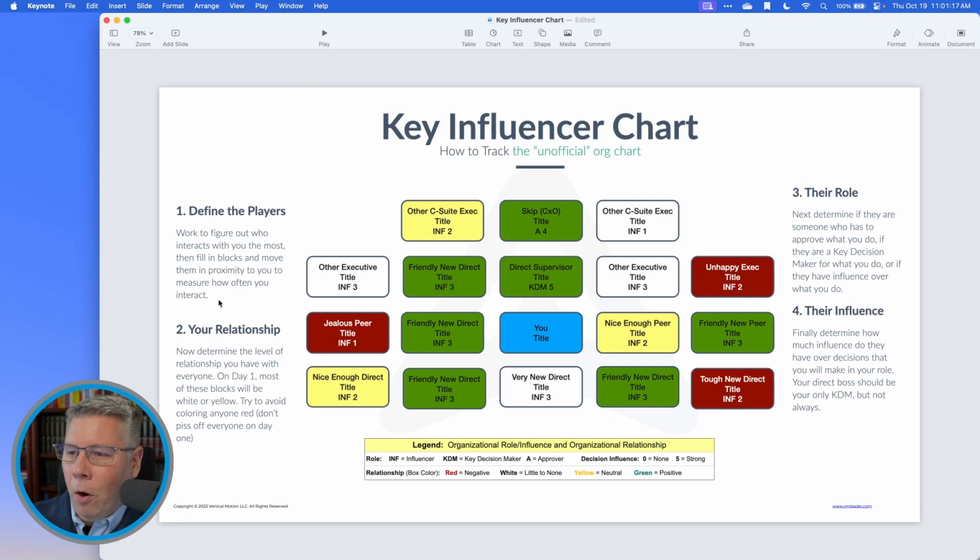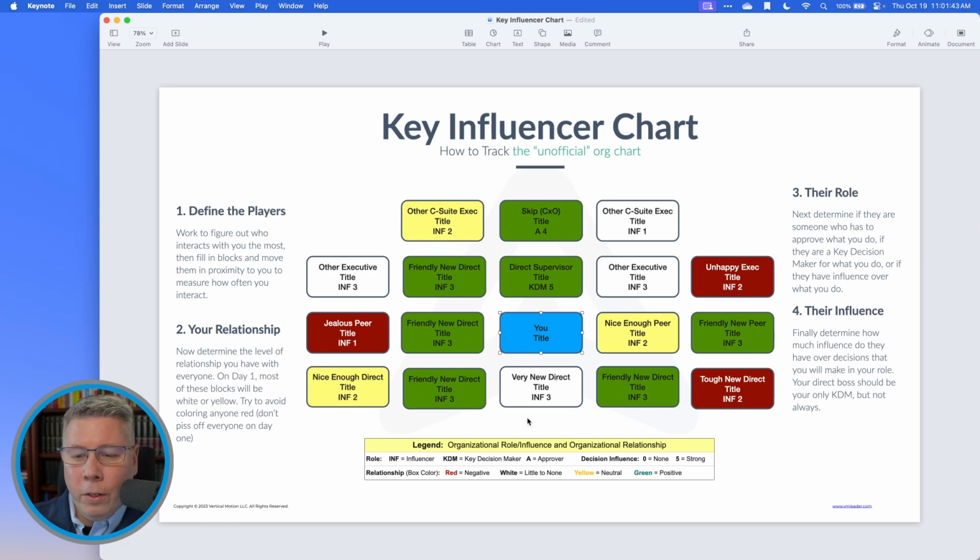First of all, over here, number one, the very first thing you want to do is define the players on the field. You want to figure out who interacts with you the most, and then fill in blocks and move them in proximity to you to measure how often you interact. So here you are, you're the blue tile. Every influencer diagram where you're trying to figure out your place in an organization, start with yourself in the middle.